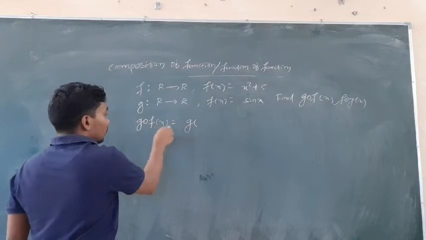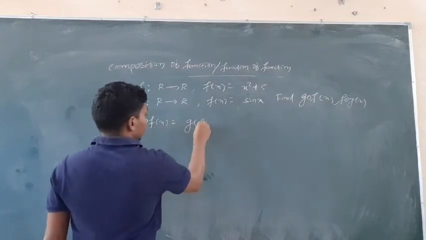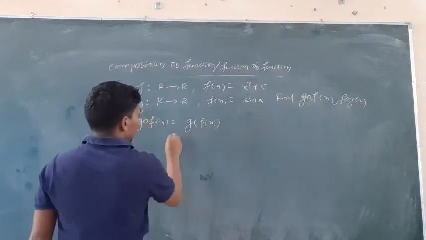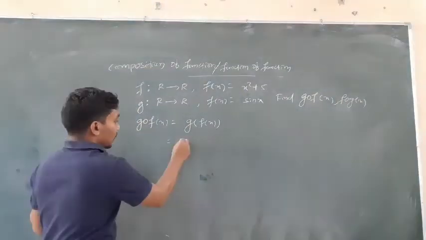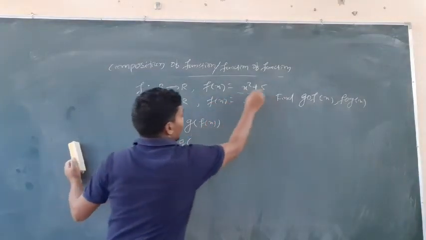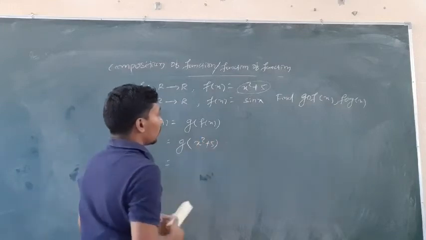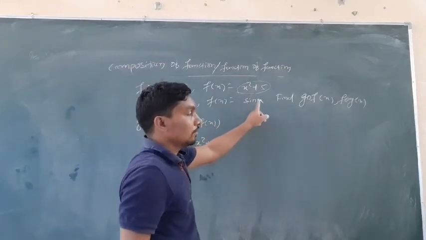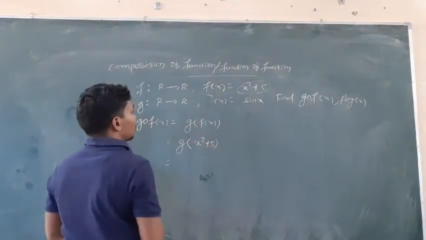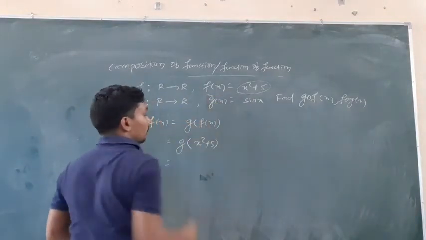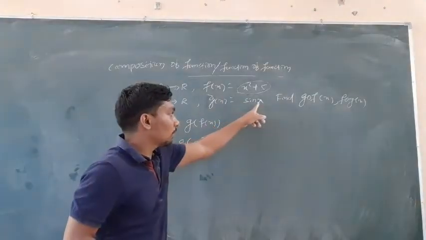Now g of f of x. What is the value of f of x? Now g of f of x, that means x square plus 5. What is the value of g of x? G of x is equal to how much? Sin x.